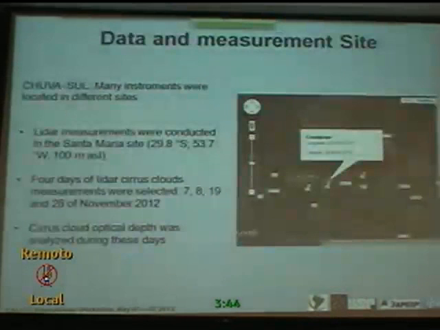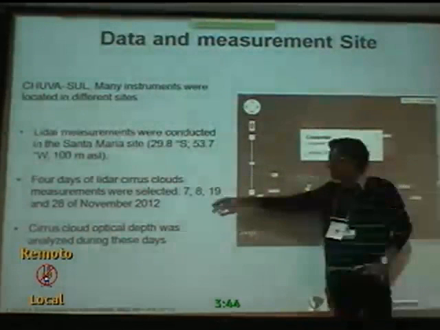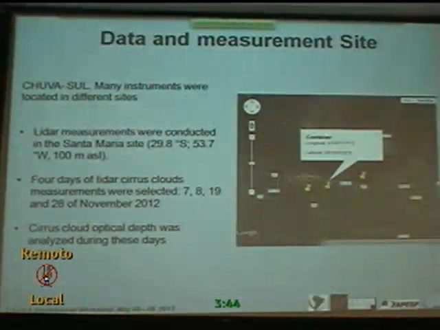And this is the main site. We chose 4 golden days, golden for cirrus observations, not for the precipitation events. And these are all in November 2012. So he had helped us to locate these days, and we analyzed them with the algorithm for the LiDAR inversion that we have developed at the Physics Institute.